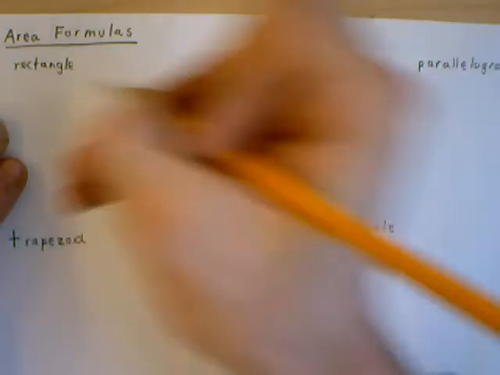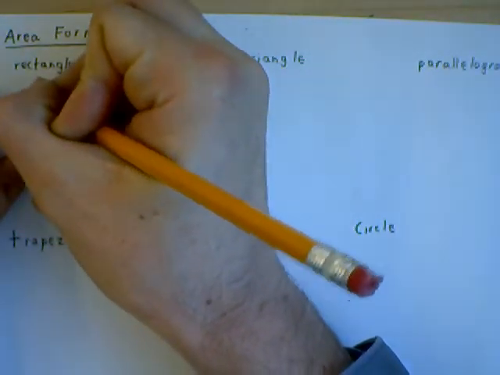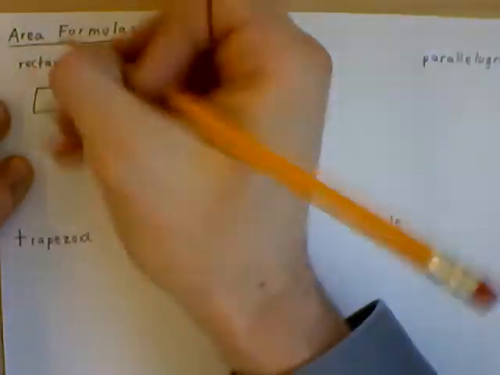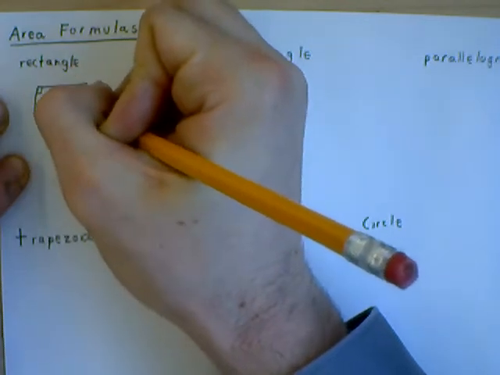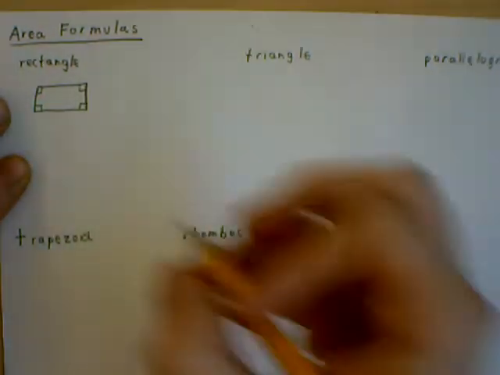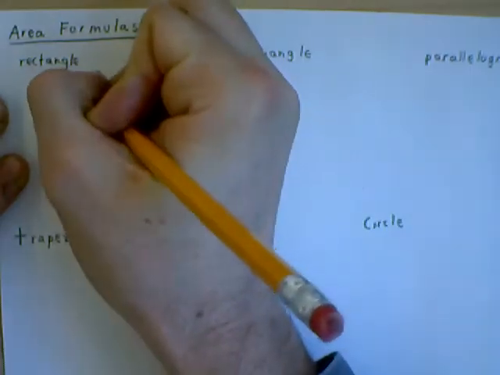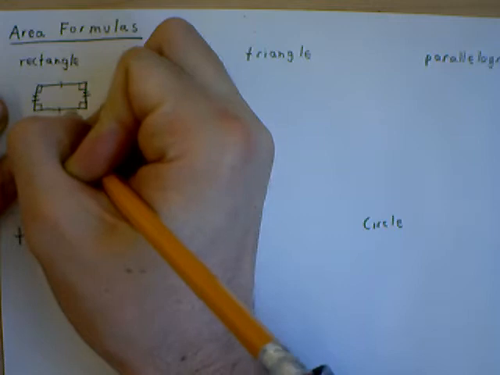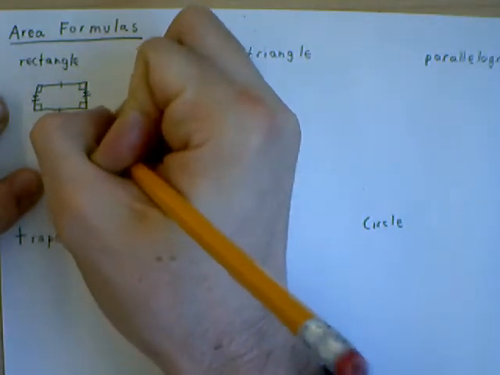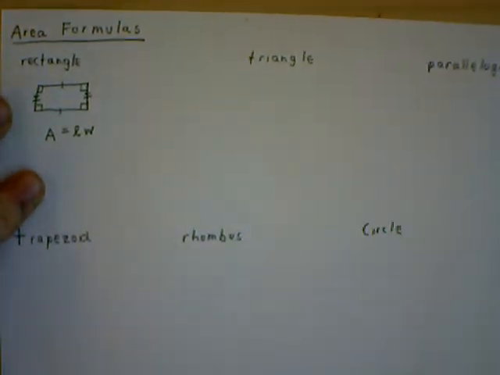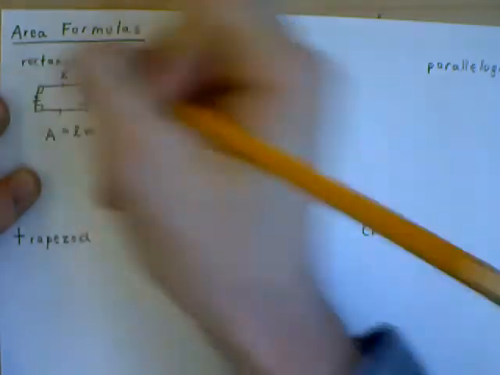So first, for a rectangle, you have 4 right angles and then opposite sides that are parallel. The formula for an area of a rectangle is the area equals the length times the width, or the base times the height. So here we'd have the width, the shorter side, and our length, the longer side.